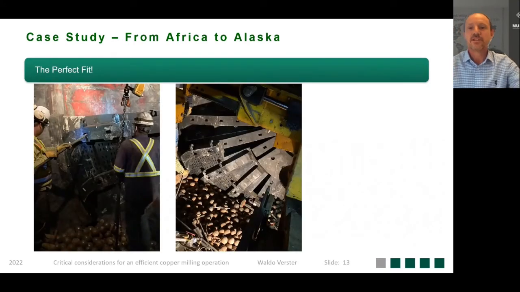So what was the result of using all of these technologies in this project and in this liner design? I can summarize this by saying the perfect fit. We delivered the set of liners to this customer in Alaska. It was installed inside the mill without any modifications to the liners. In this picture here, the integrated liner is clear, and here we can see the spiral lifter bar being installed.